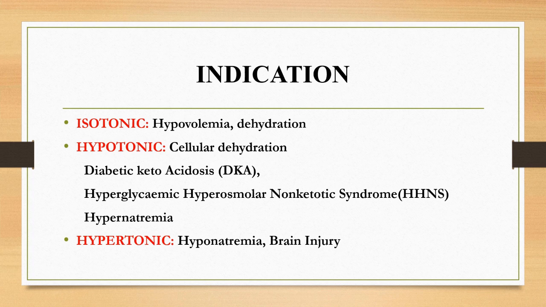In this slide, we can see about the indications of administering IV fluids. So isotonic IV fluids to treat hypovolemia and dehydration. Hypotonic IV fluids in case of cellular dehydration, diabetic ketoacidosis, hyperglycemic hyperosmolar non-ketotic syndrome, and hypernatremia. Hypertonic solutions to treat hyponatremia and brain injury.